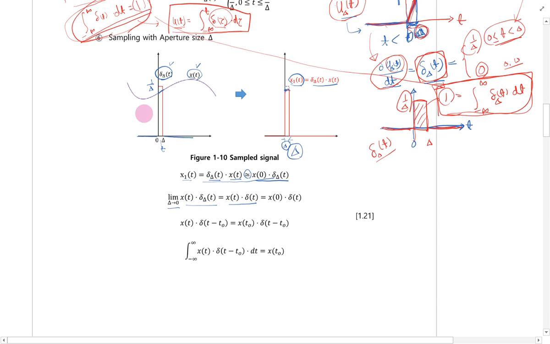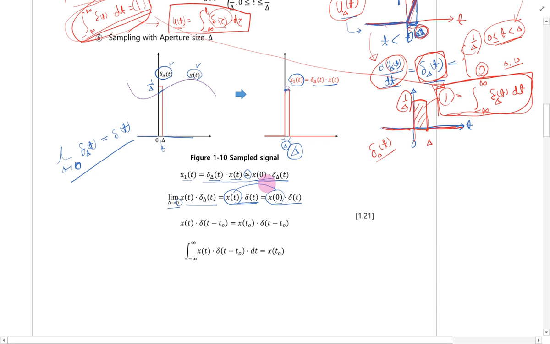You know that the approximate version of the delta function, if we take delta to 0, should be the ideal delta function. If we reduce this delta time period smaller and smaller, it follows this curve, and we can replace x(t) with x(0), because at all other times except t equals 0, the function is 0. So this is the same as this one. This is the sampling function. We sampled the value at t equals 0.